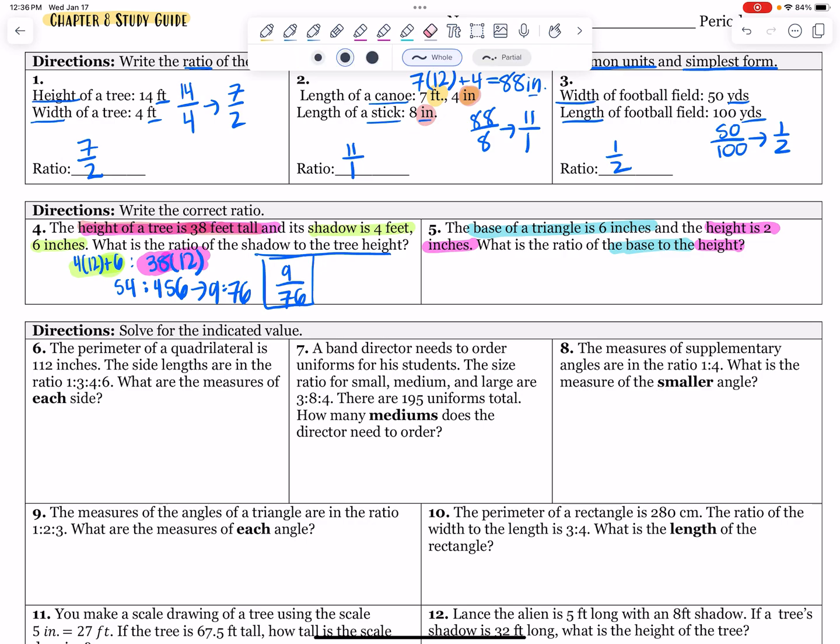So we want base to height, so that'd be 6 over 2, 6 to 2, both in inches, which reduces to 3 to 1. You can also write that as a fraction if you want to, 3 over 1. That just tells me that the base is 3 times the amount of the height. Okay. So we could have written this one either way as well.